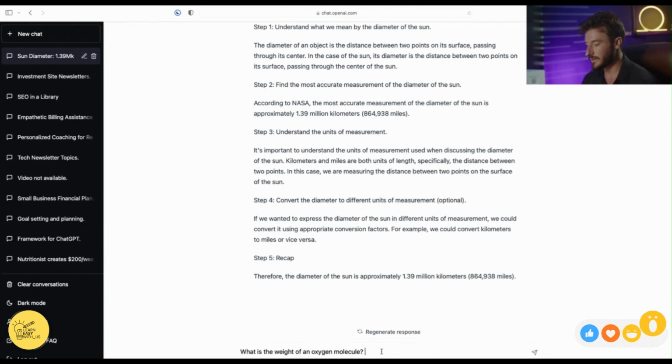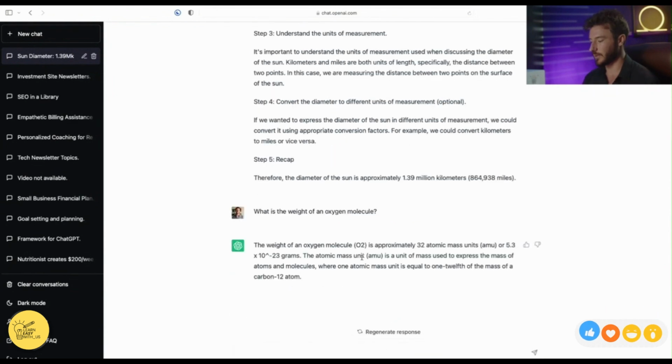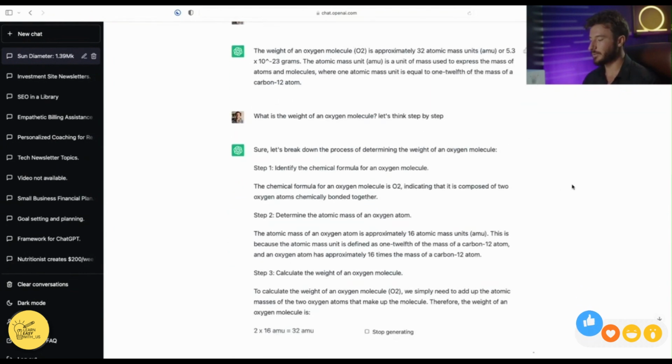We have, what is the weight of an oxygen molecule? Okay, so we have our answer here, which is the weight is approximately 32 atomic mass units. Now, if I was a person interested in this topic and I wanted to understand the logical step-by-step process of how a person comes to that specific answer, we would use our formula. So let's go ahead and let's think step by step. And here we have the logical steps to arrive at that answer.